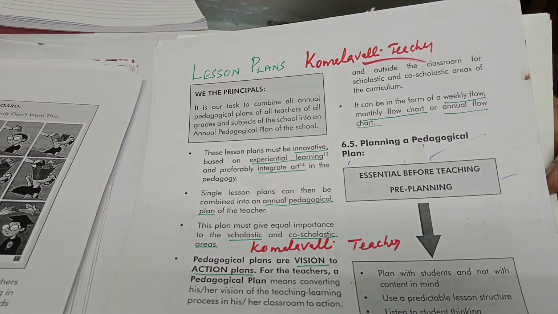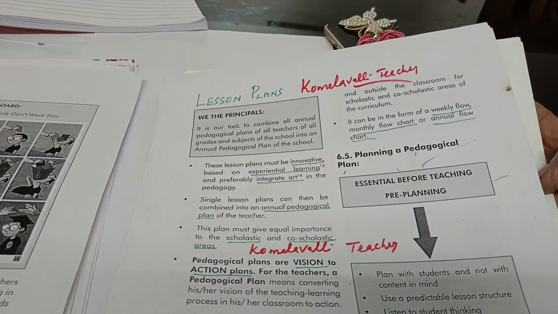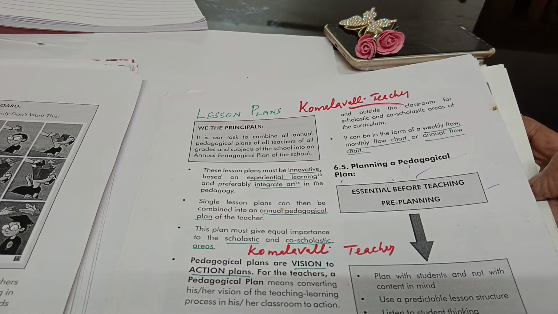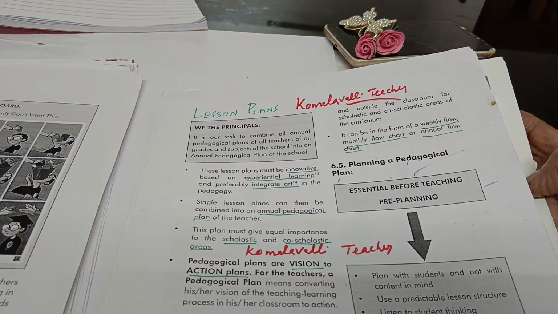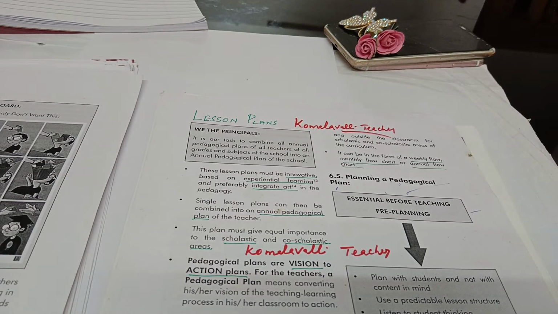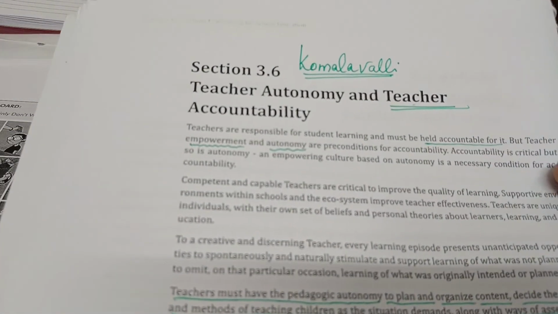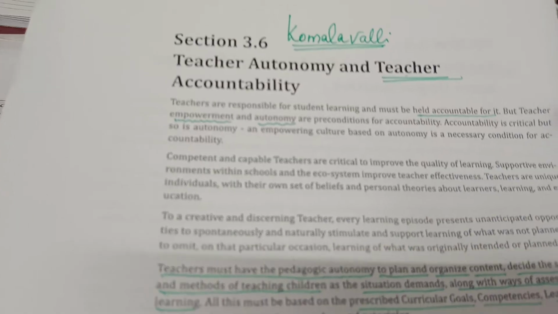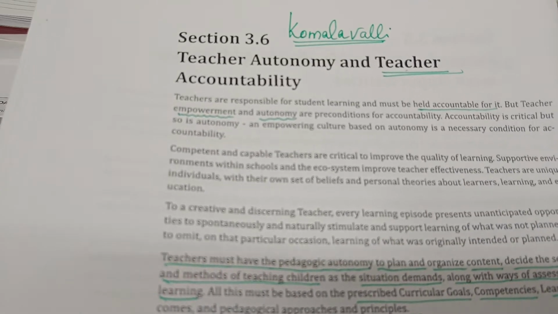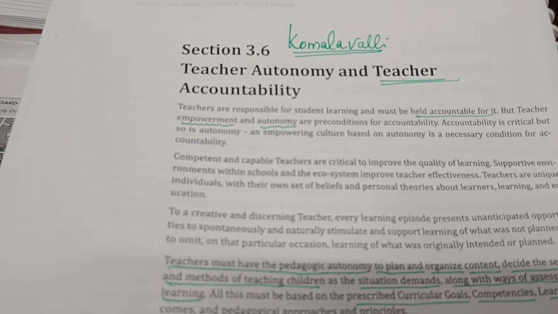It can be in the form of a weekly or monthly flow chart, or an annual flow chart. So this can be written as a monthly, weekly, or annual plan. Most often teachers have weekly or monthly lesson plans, according to convenience or the instructions of the school. And this is the thing I want to read from the NCF. Teachers are responsible for student learning, and the heading is teacher autonomy and teacher accountability.